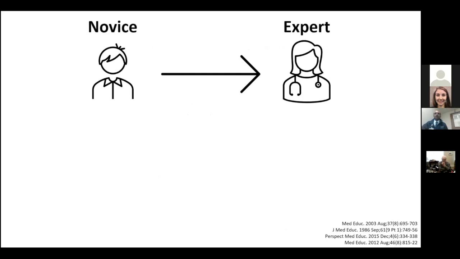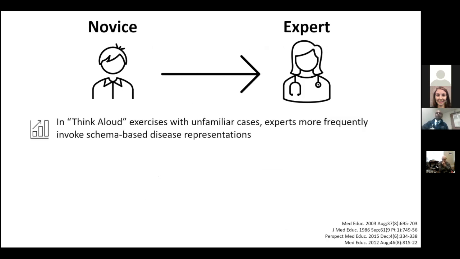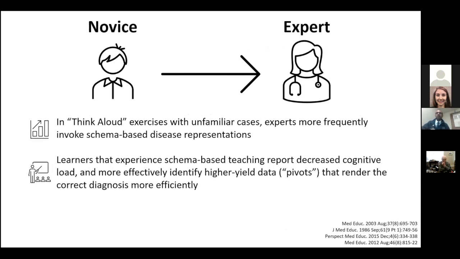So are there any data that using schemas differentiates novice and expert clinicians? And the answer is yes. In think aloud exercises with unfamiliar cases, experts more frequently invoke schema-based disease representations. Learners that experience schema-based teaching report decreased cognitive load and more effectively identify pivot points in a case that render the diagnosis more efficiently. And this is the explanation for why experts gather less data, but actually make the diagnosis more accurately than early learners who gather a ton of data, but still come to the incorrect conclusion.